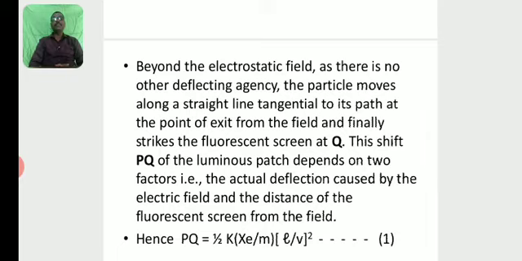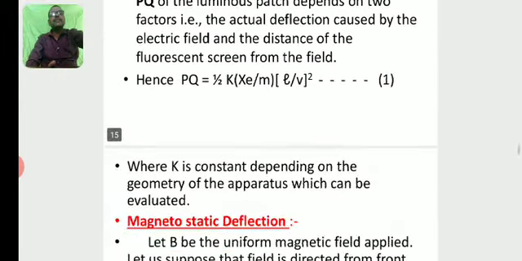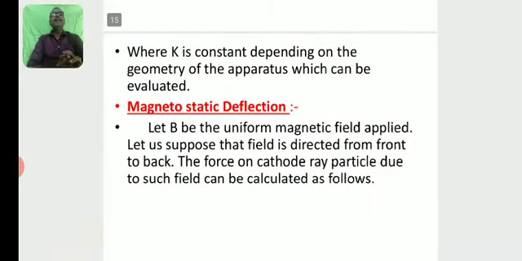This shift PQ of the luminous patch depends on two factors, that is, the actual deflection caused by the electric field and the distance of the fluorescent screen from the field. Hence, PQ is equal to half K XE by m into (L by v) whole square. This is equation number 1, where K is a constant depending on the geometry of the apparatus, which can be evaluated.